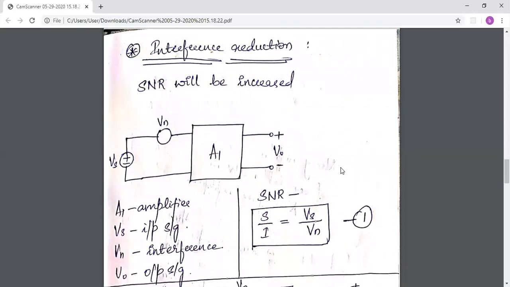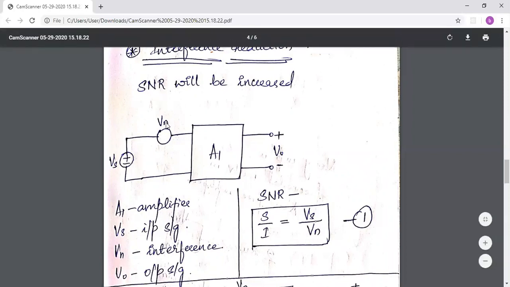So how we reduce the effect of noise with the help of negative feedback, we'll study here. Consider a system wherein we have amplifier A1 alone, and to this we give the input signal Vs, and the output signal that we obtain from this is V0. Let's say some noise Vn interferes with this system. The signal to noise ratio of this system is the input signal Vs by the noise or interference Vn. For this system, this is the SNR. Name this as equation 1.